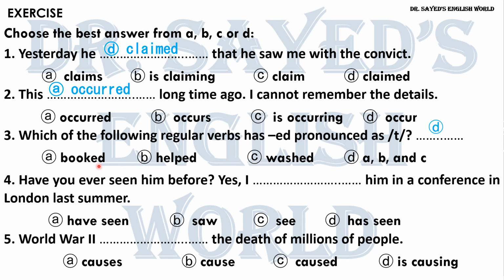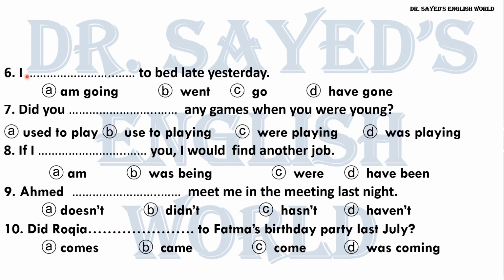The ed in booked, helped, and washed is pronounced t. Number four: Have you ever seen him before? Yes, I him in a conference in London last summer. Yes, I have seen, she has seen. Of course, the answer is I saw him. Number five: World War II caused the death of millions of people. The right answer is caused. Number six: I to bed late yesterday. The right answer is I went.